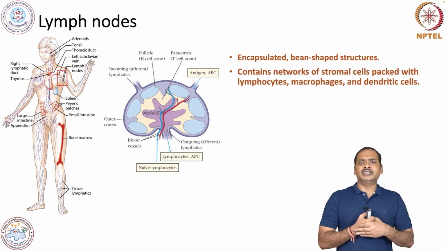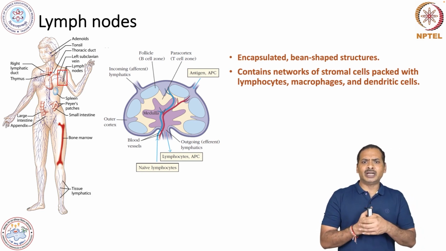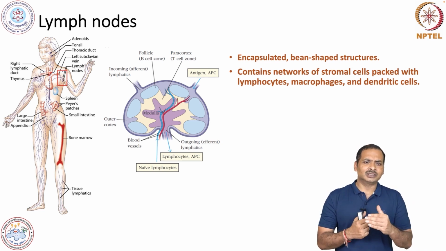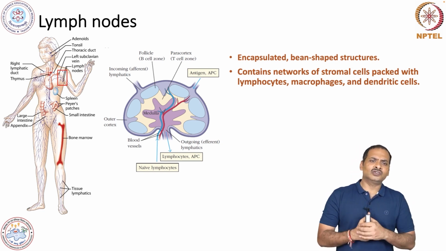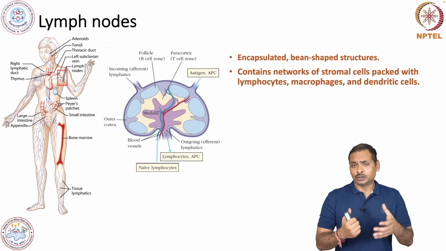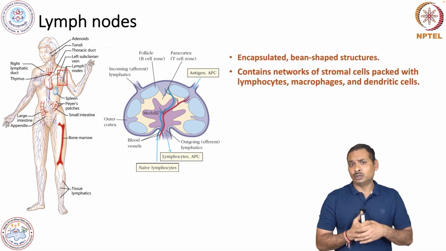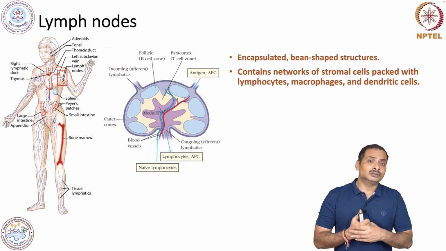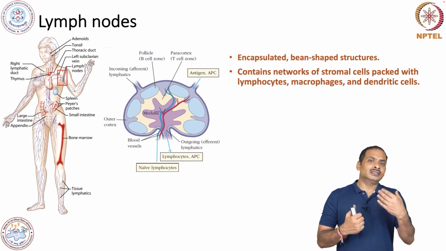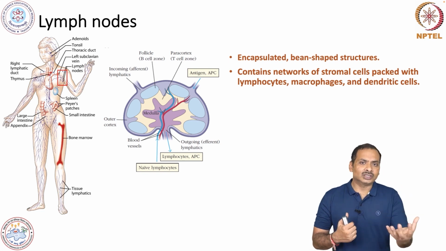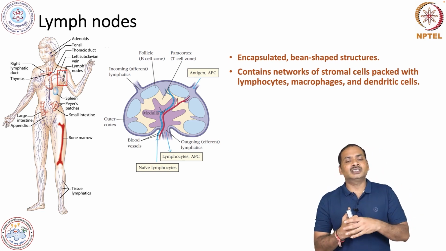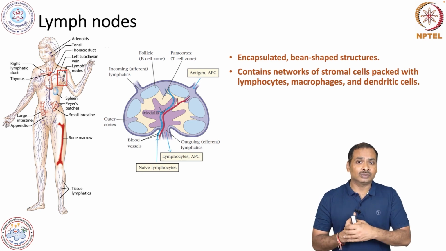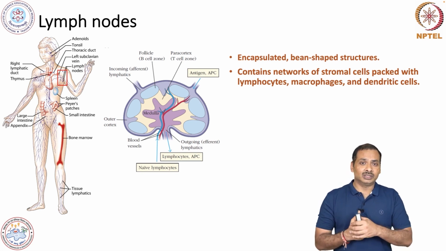Basically this contains stromal cells packed with a lot of lymphocytes, and please remember that both kinds of lymphocytes are there. One could be naive immunocompetent lymphocytes, or it could be sensitized cells, where the immunocompetent cells saw the antigen and are proliferating. If it is a B cell, then it differentiates into a plasma cell and produces antibody.